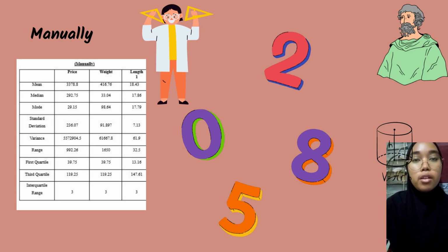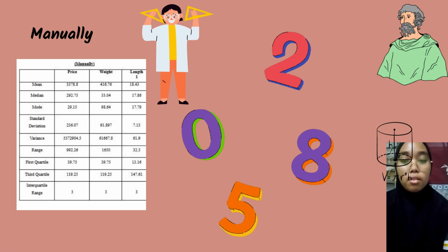For the median, the price is 292.75, the weight is 33.04, and the length is 17.86. For the mode, the price is 29.15, the weight is 98.64, and the length is 17.79.